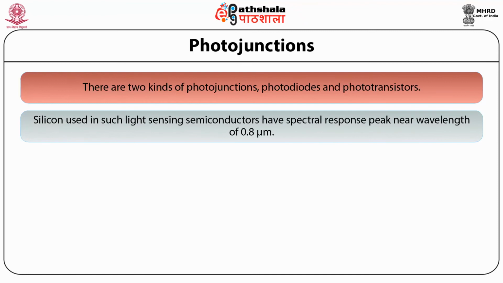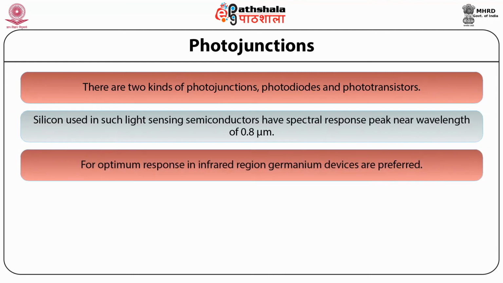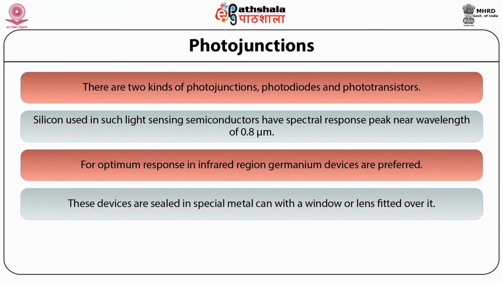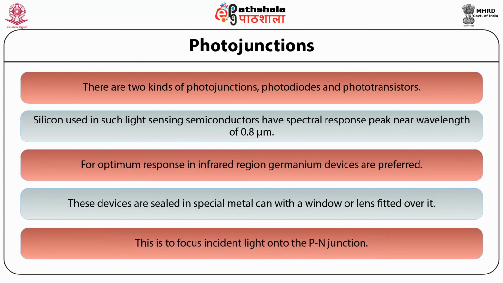Silicon used in such light sensing semiconductors has a spectral response peak near a wavelength of 0.8 micron. For optimum response in the infrared region, germanium devices are preferred. These devices are sealed in a special metal can with a window or lens fitted over it. This is to focus incident light onto the PN junction.